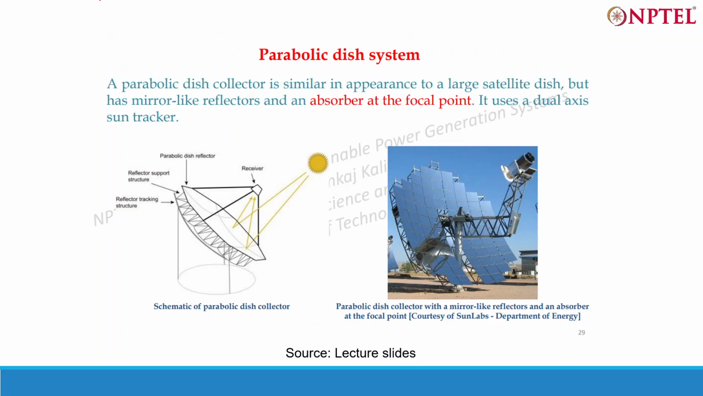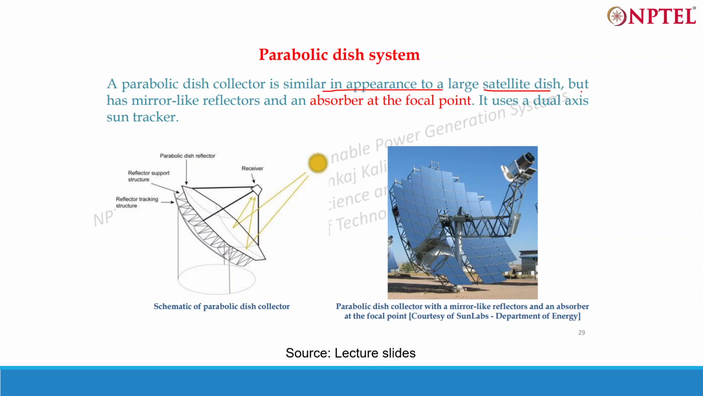Then we have the parabolic dish system. A parabolic dish collector is similar in appearance to a large-scale satellite dish. You have seen the satellite dish antenna. A decade, or maybe a decade and a half, ago, these types of dish antennas were common, which focus the electromagnetic rays from the satellites to get the TV signal. So these are similar types of things.